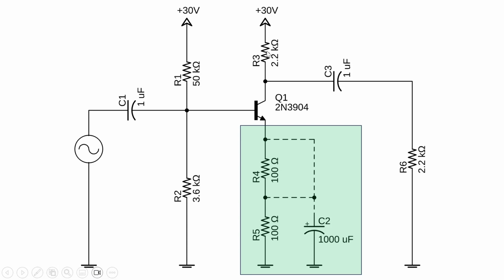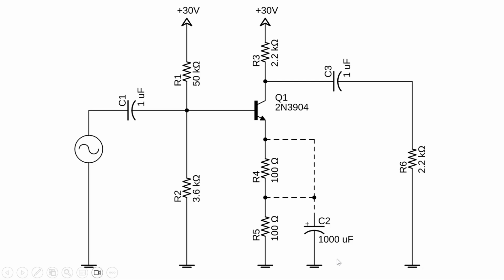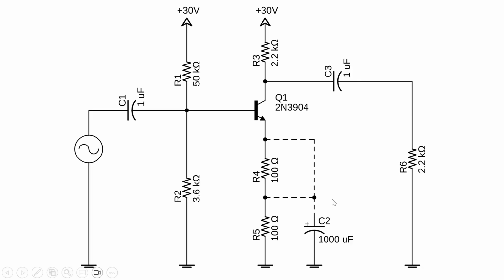The collector resistor is 2.2K, which is seen right here on the 30 volt rail. There is a jumper going across to this point right here, which is the collector of the transistor. Here's a 1 microfarad capacitor, and this is our load, which is R6. Finally, we have the emitter, and you'll see these two 100 ohm resistors. So here's the emitter, 1 resistor, 2 resistors, ground. Later on, we'll show this bypass capacitor.